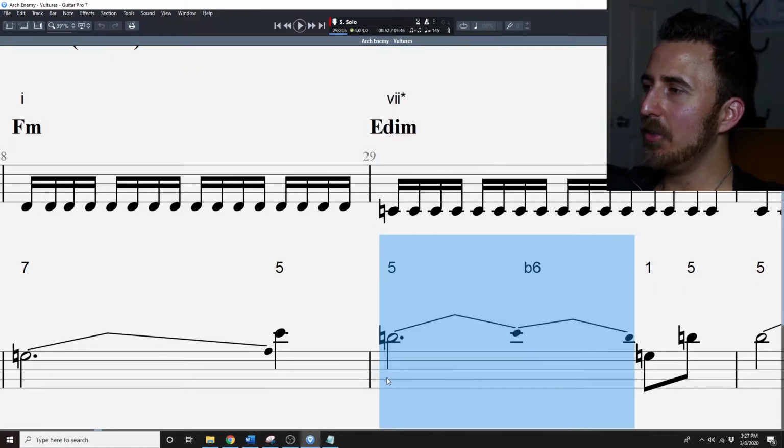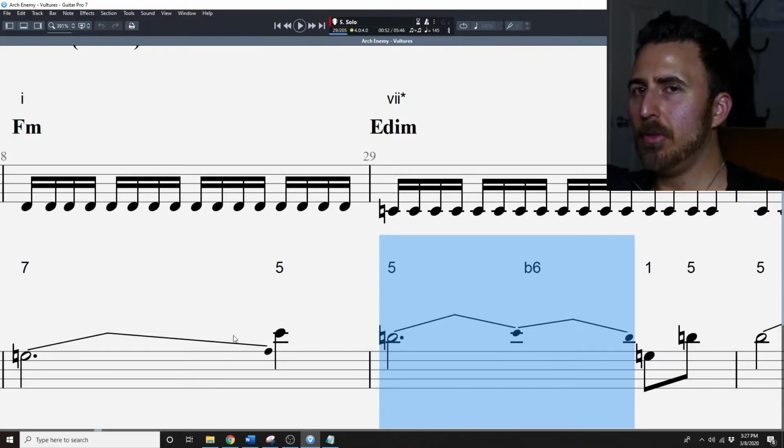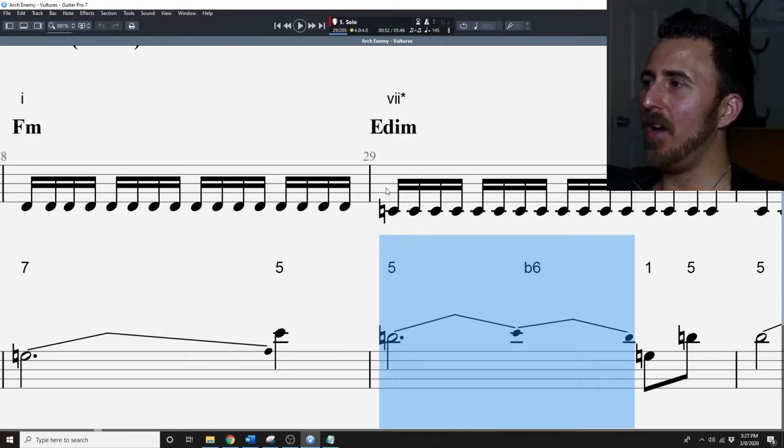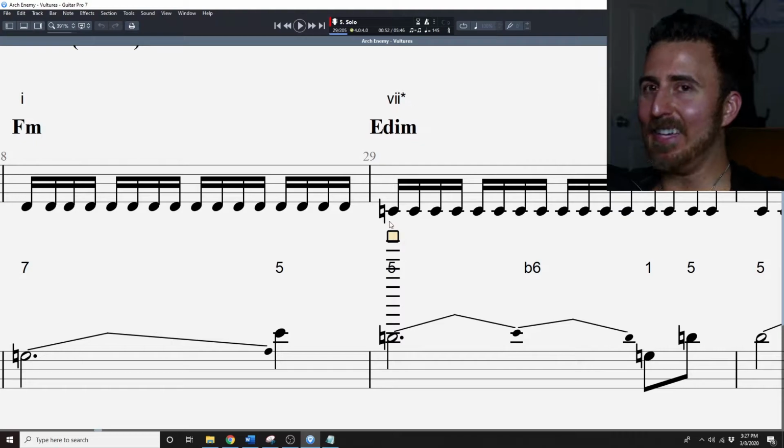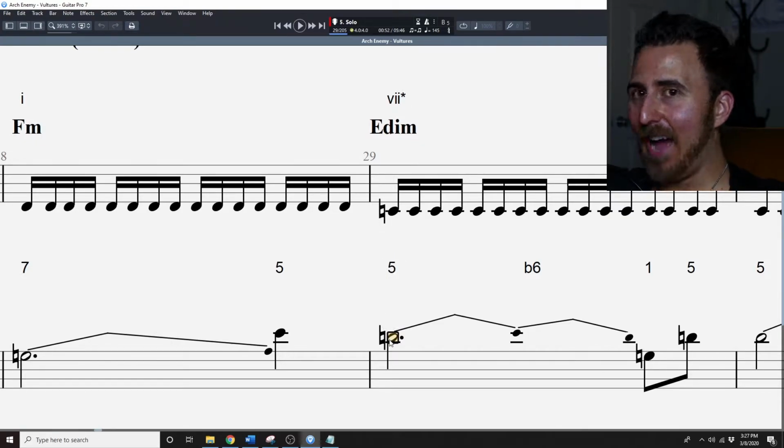Now, where it gets a little bit tricky is that when you're doing a solo in this kind of context, you don't necessarily have to stick to the implied chord, even though an E diminished chord would be the chord you'd expect to have happen here, with the root being the E in the key of F minor. You don't actually have to play that.